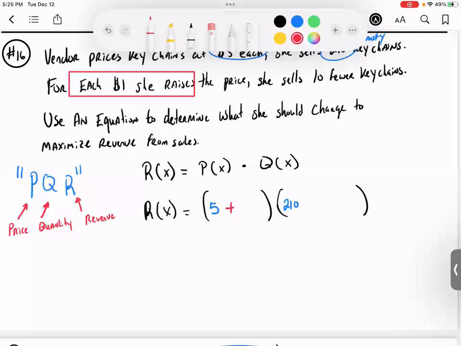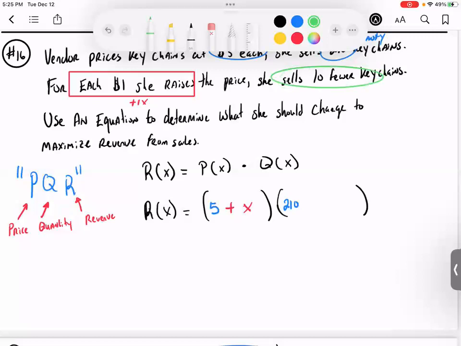So how would I write that mathematically? One what? Well, here's the deal. Do we know exactly how many times she raised the price? No, it's an unknown. So what do we use to describe an unknown in math? X, like a variable. So each $1 she raises the price, you can write it as plus 1x or just plus x.